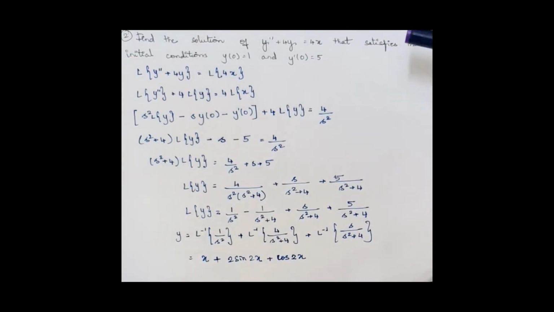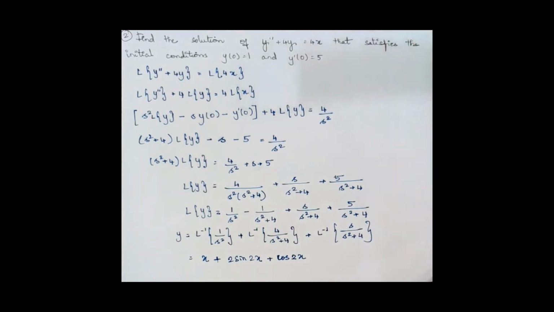Here's the second example. Find the solution of y double dash plus 4y is equal to 4x that satisfies the initial conditions y of 0 is equal to 1 and y dash of 0 is equal to 5. If you were to solve this using the concepts you learned in the previous module, like the variation of parameters method or the undetermined coefficients method, we consider this a non-homogeneous equation and solve it there. But now we'll see how to solve it using the Laplace transform.